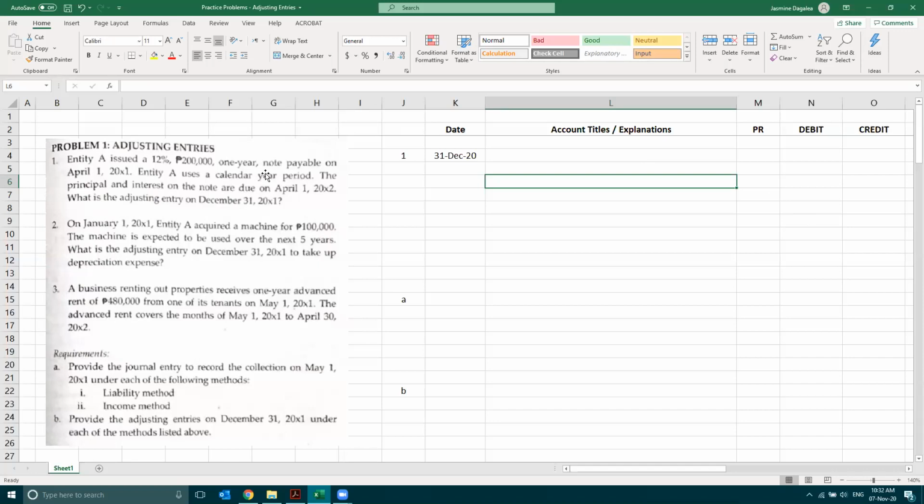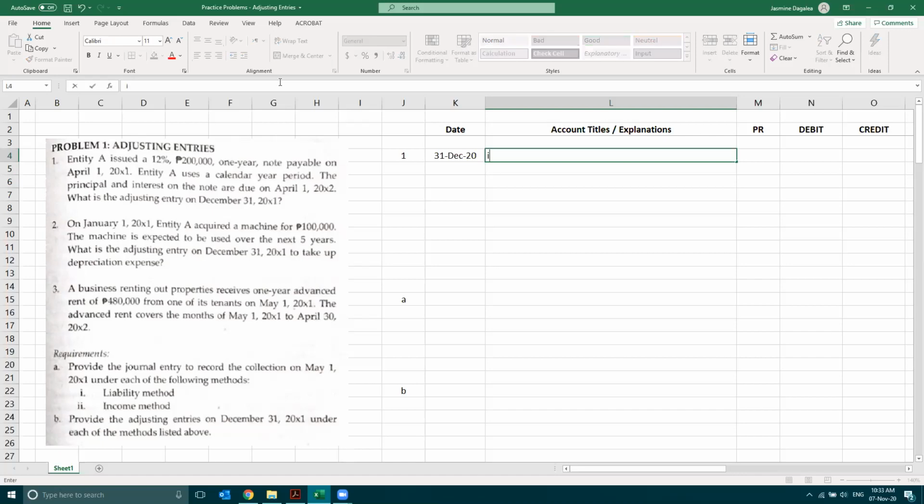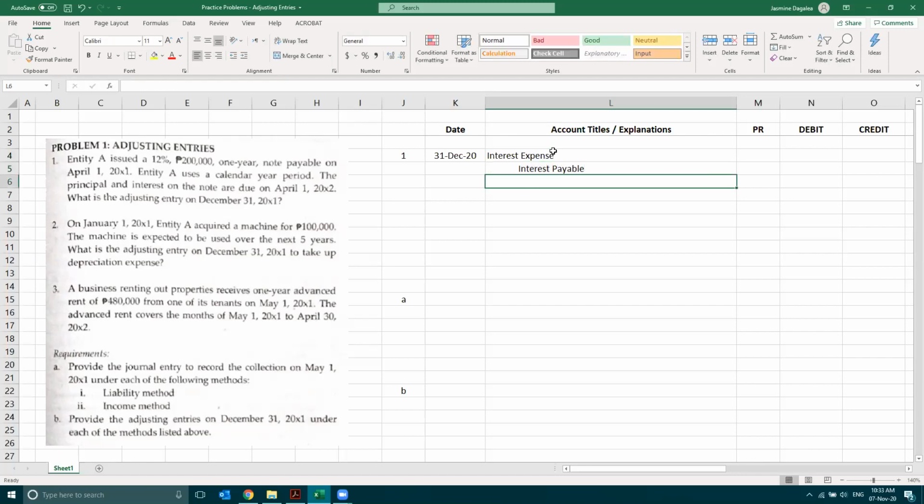So, for April to December: debit interest expense. Credit, what is the credit? Interest payable. Okay. Debit interest expense, credit interest payable. How much?